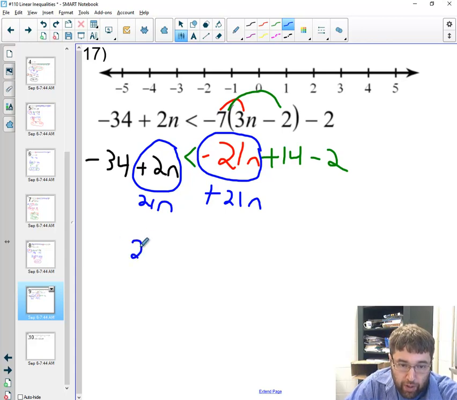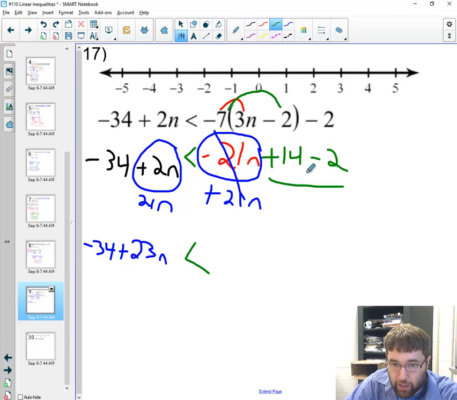So you have 23n. These cancel out. Bring down the negative 34. Put a plus sign there just as a placeholder. You bring down the rest. And I'm actually going to combine these two. 14 minus 2 is just 12.